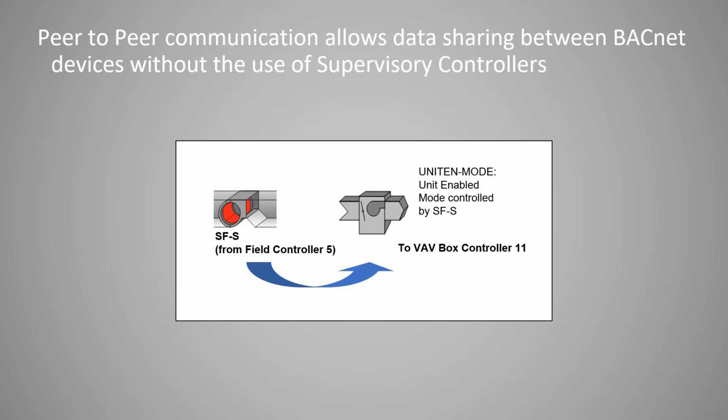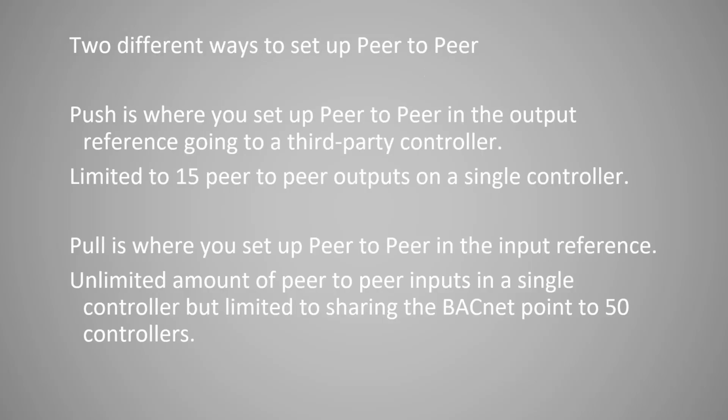If the supervisor happens to go down, as long as the one controller can see the other controller on the network or via other networks, then you're good. The communication will remain even with the supervisor down. So that's a good thing about peer-to-peer.